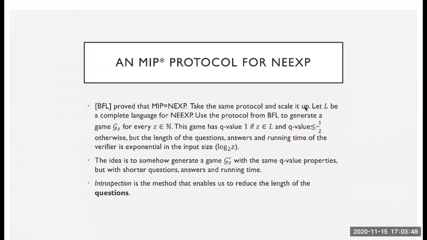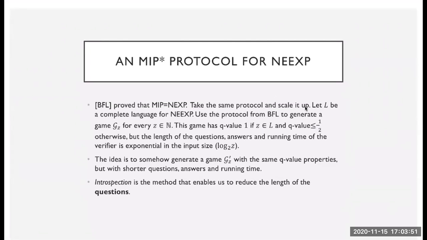Okay, so now I want to talk about the first ingredient of the compression theorem, which is called introspection. The way we should think of introspection is the following. I tried to at least explain a bit about it before, in the first hour, but now I want to dive into it. So Babai, Fortnow, and Lund proved that deciding the classical value of a game is as hard as non-deterministic exponential time. Okay.